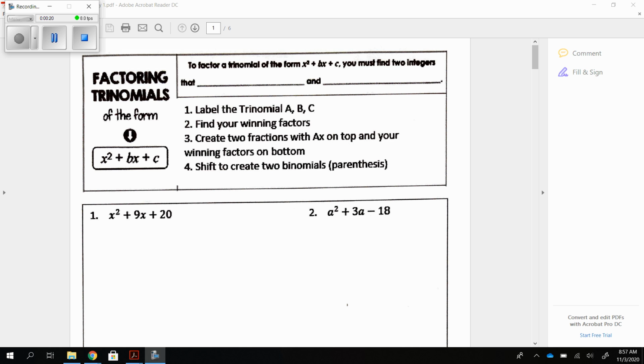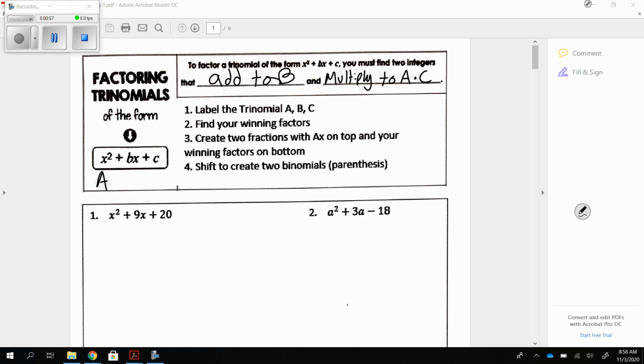All right, and the first thing I want to make note at the top, there's a little note. It says to factor a trinomial of the form x squared plus bx plus c, you must find two integers that add to b, all right, add to b and multiply to a times c.